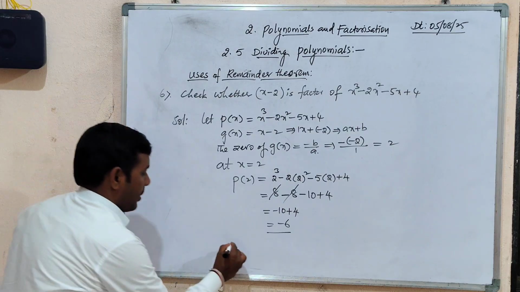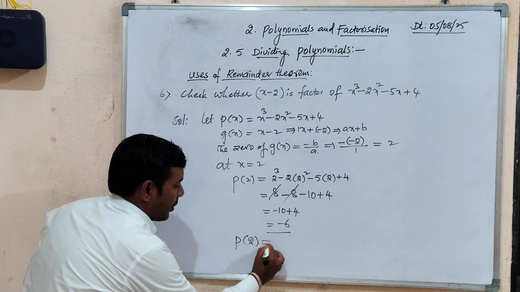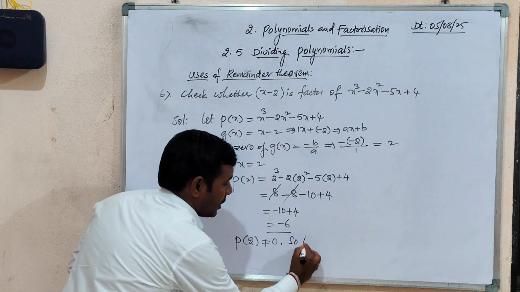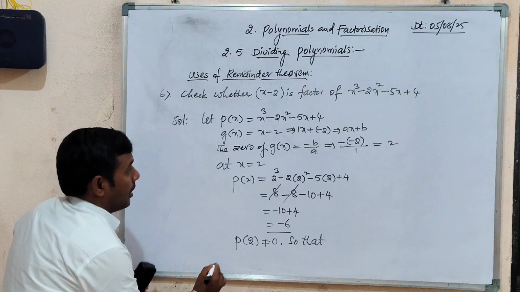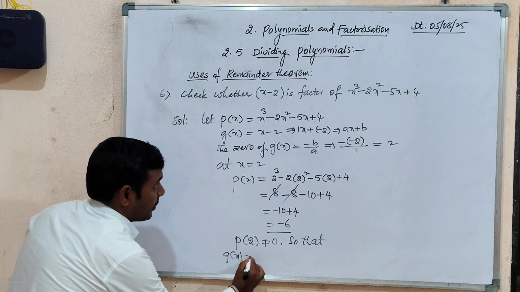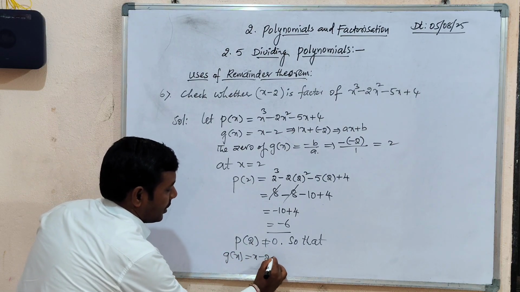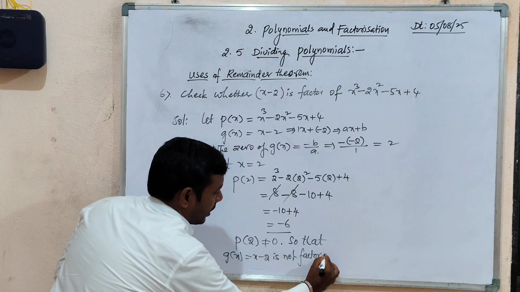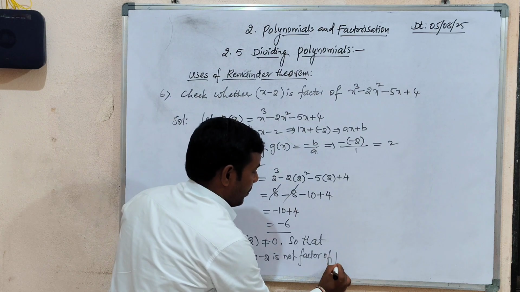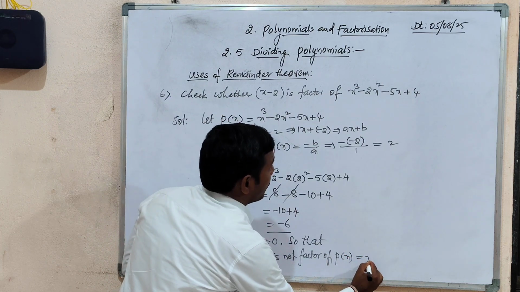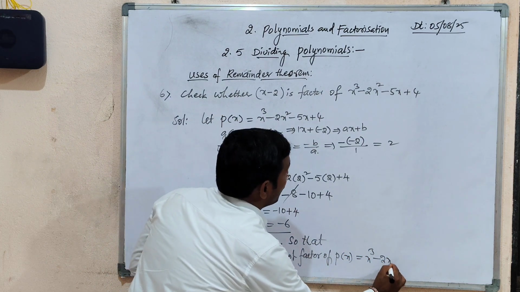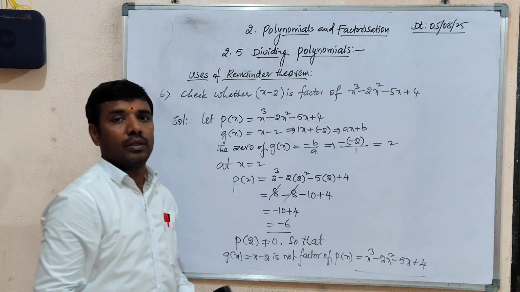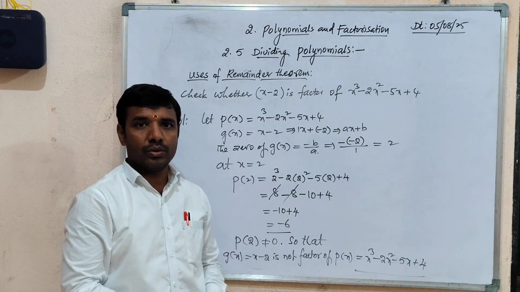Here what happened? P of 2 is not equal to 0. That means we did not get remainder 0. So g of x, which is equal to x minus 2, is not a factor of p of x, that is equal to x cube minus 2x square minus 5x plus 4. Okay? Right, students? Understood now?